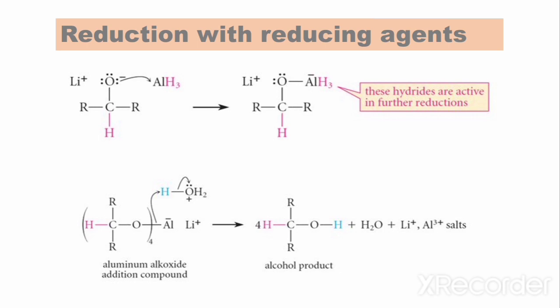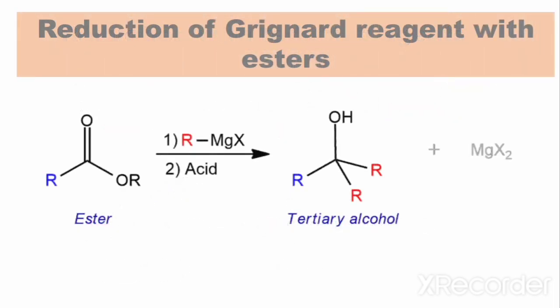And when it reacts with the water molecule or acid, that acid will give a proton, that is a hydrogen positive ion, and then this hydrogen positive ion will react and break the bond between the aluminium and oxygen. And we have our final product, that is alcohol. All these preparations form alcohol as a final product along with the water molecule and lithium and aluminium salts.